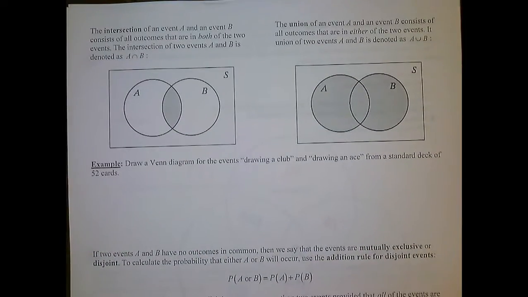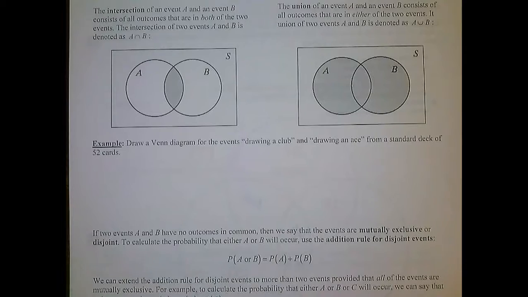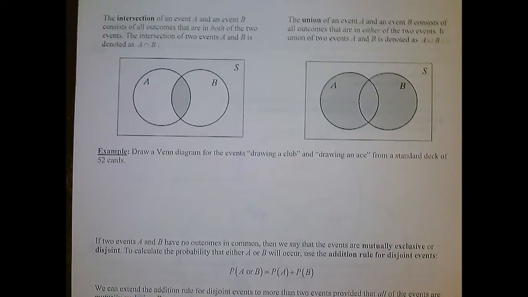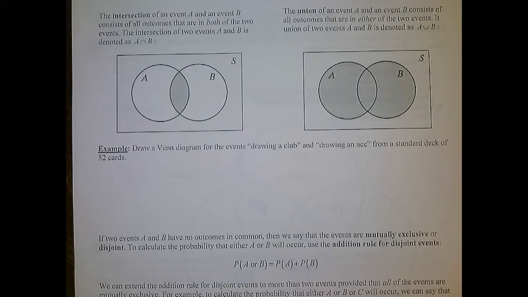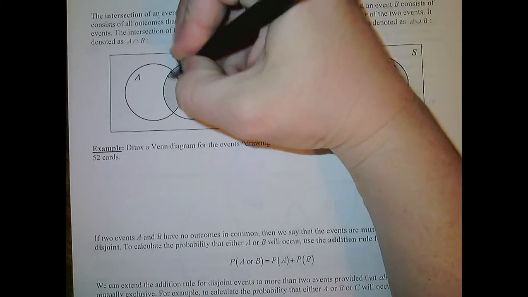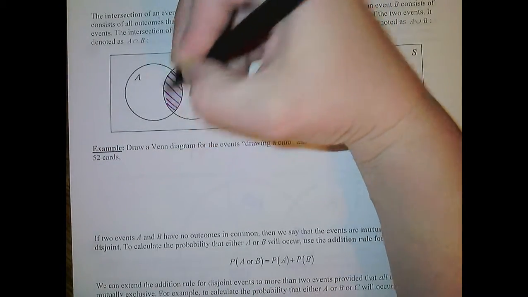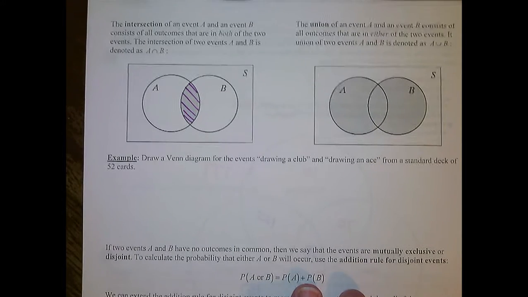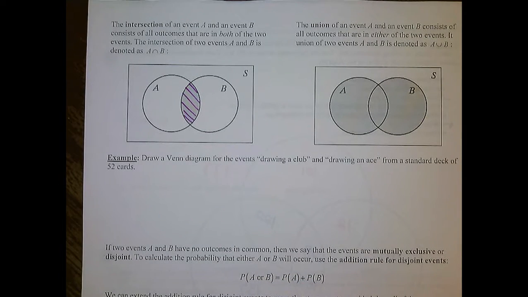So two other ideas. If we do have events that are not mutually exclusive, they do have an overlapping region, then we can call that overlapping region the intersection of an event A and an event B. So if A and B do have outcomes in common, then those events that would fall in both, we call the intersection of A and B. So that region would represent the intersection of events A and events B.